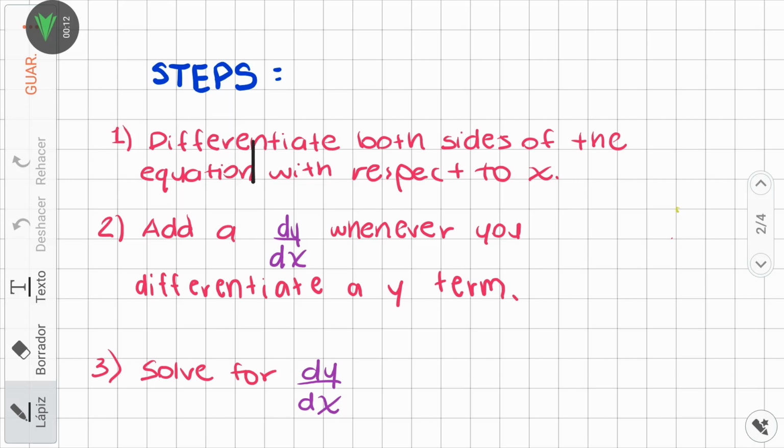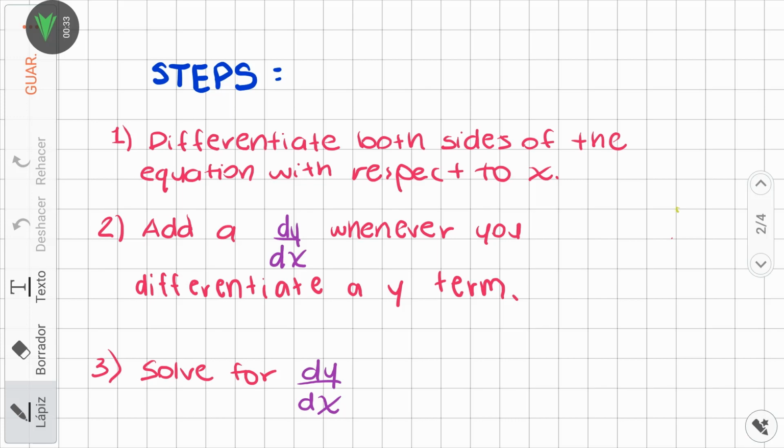First, differentiate both sides of the equation with respect to x. Next, you have to add a dy/dx whenever you differentiate a y term, and finally, you solve for dy/dx. Now, you must be wondering, why do I need to add a dy/dx? Well, you have to think of it as if it were the chain rule.